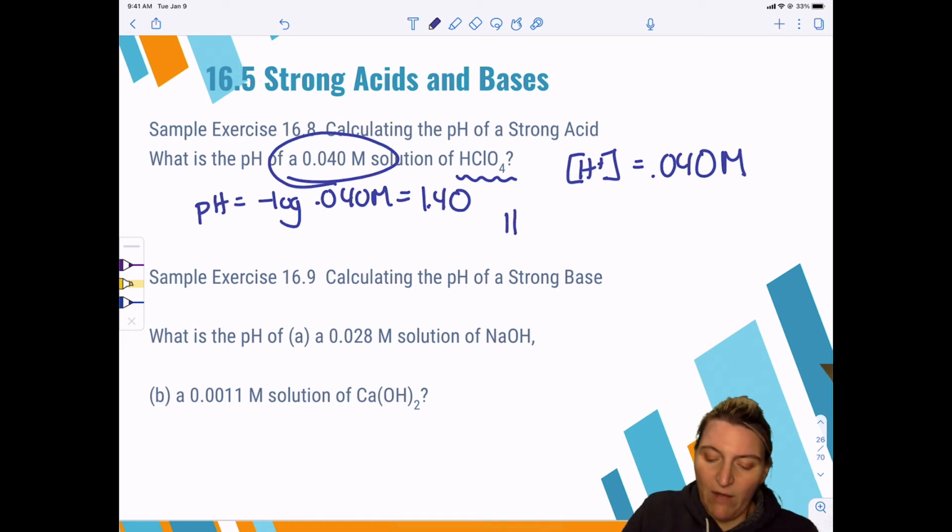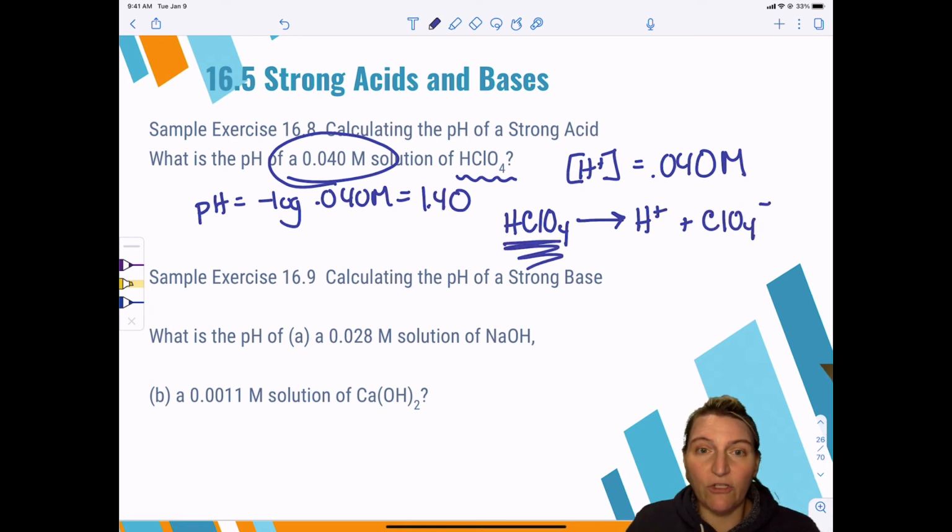And what makes this so special is that since it is a strong acid, whatever concentration the acid is, the H plus will be the exact same concentration. That's what's different about weak acids. If I had 0.040 molar HF, the H plus concentration would be nowhere near that. And that calculation is more like those ICE charts that we did last chapter, and that's the new stuff that we will learn next.